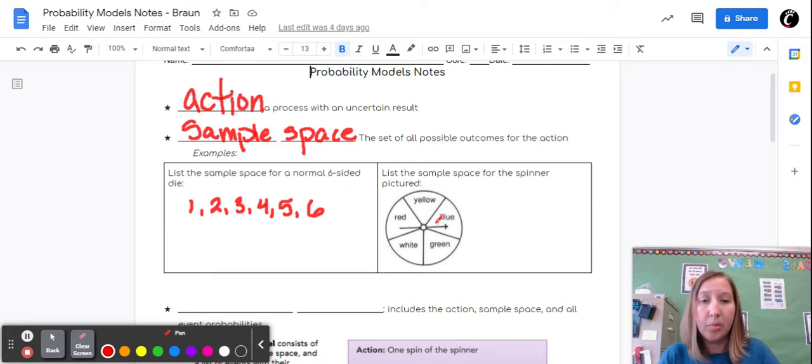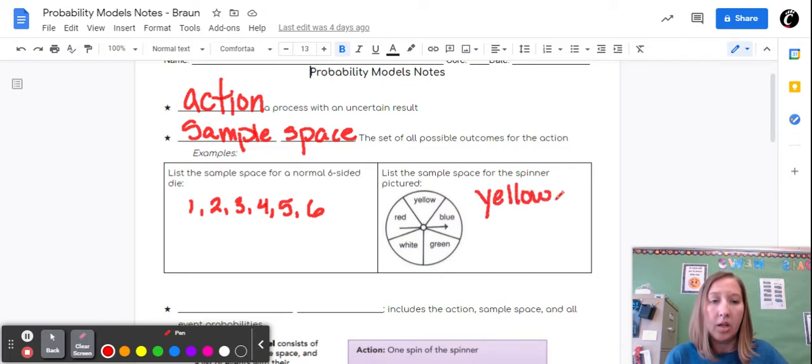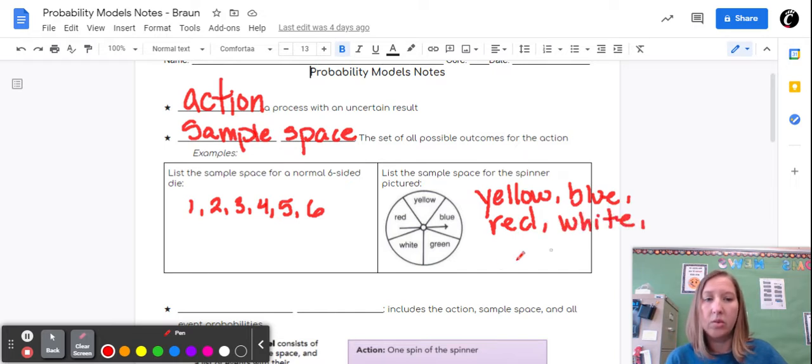So that is our sample space. And then we have another example that says list the sample space for the spinner pictured. So we're just going to list all of our possible outcomes. We're just going to list each space of the spinner. So we have yellow, blue, red, white, and green. So we just list out each of those. And that is our sample space.